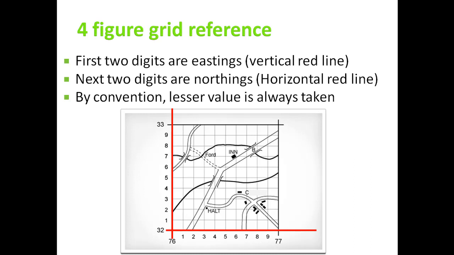Now if you see this grid, it is a 2 by 2 centimeter grid on the topographical map. If you want to locate the four-grid reference of the ford, inn, the bridge, the B and C points, or the halt, it would be easting first, 76, and the northing comes second. And what is the northing? 32. So what is the four-grid reference of all the features in this 2 by 2 centimeter block? It is 76, 32. You always take the lesser value.